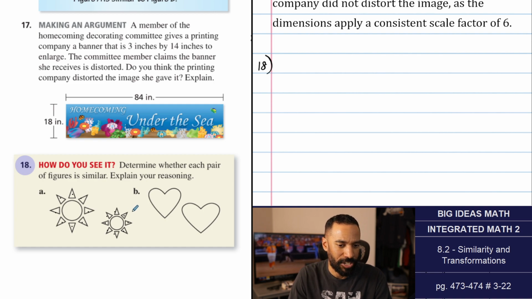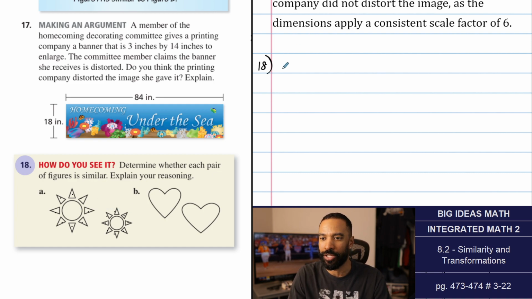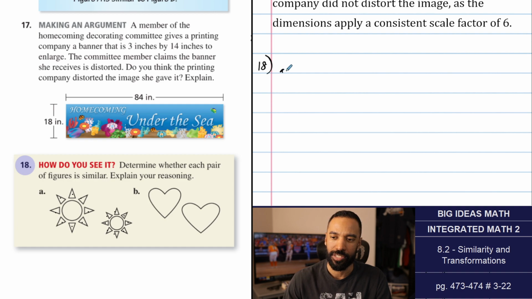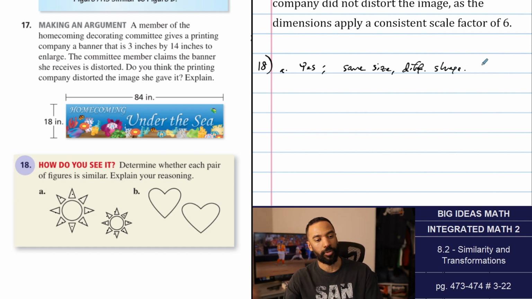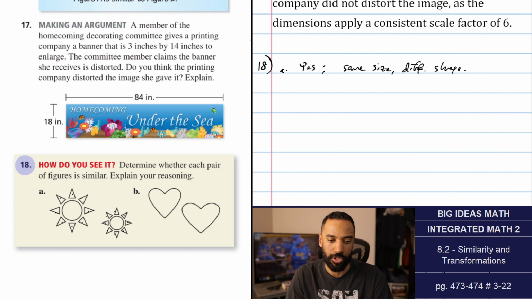Looks like one's a dilation of the other. Looking pretty good on A. Yes. Same shape, different size. You can translate it and dilate it. Now, there is a possibility that we would have had to rotate something, but I'm looking for something to be skewed, and it doesn't look to be skewed.